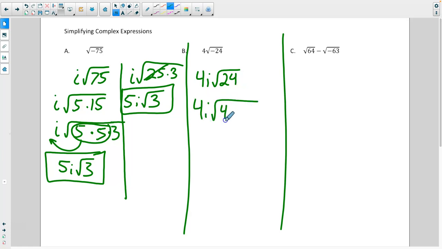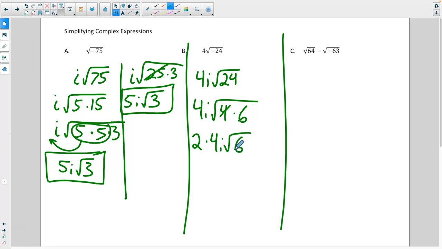So this, I write out. Now, 4, we know the square root is 2. So I'm going to cross that off. And notice, folks, you're multiplying on the inside. You do the same thing on the outside. You multiply them together. So this is going to be 2 times 4i square roots of 6.